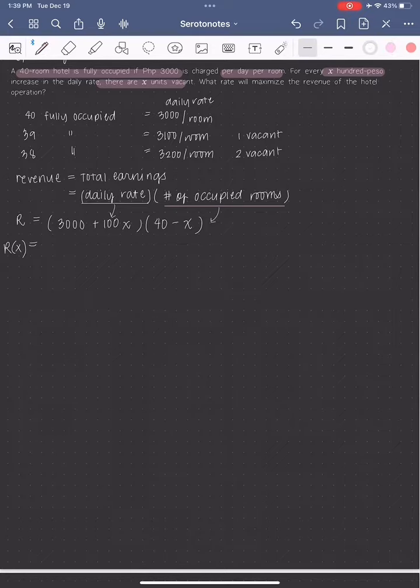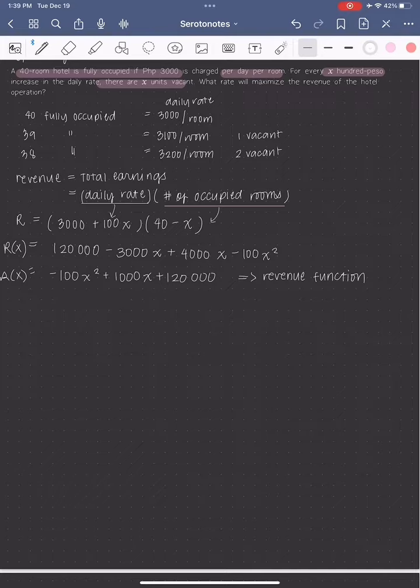Simplifying your revenue function, you will get negative 100x squared plus 1000x plus 120,000. And since we want to maximize the revenue, we need to find the absolute maximum of the revenue function. In order to find the absolute maximum, we need to differentiate the function itself and find the critical points. Differentiating the function will give us a critical number at x equal to 5.